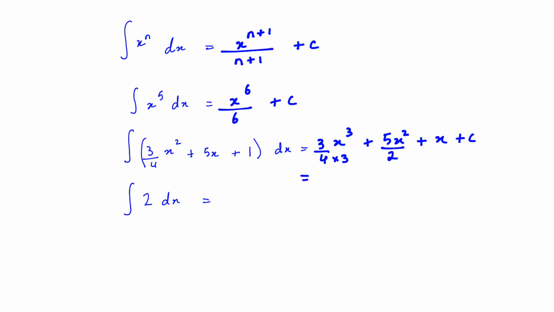We have to simplify. Put this in the calculator and you will get 1 over 4 x to the power of 3 plus 5 over 2 x squared plus x plus c. Here we can see that we are integrating only a number. So like I said before, if it's only a number when you integrate, you will put an x after it. So this will give us 2x plus c.